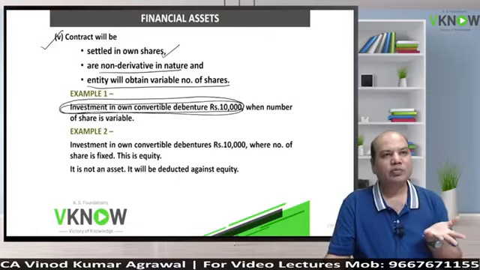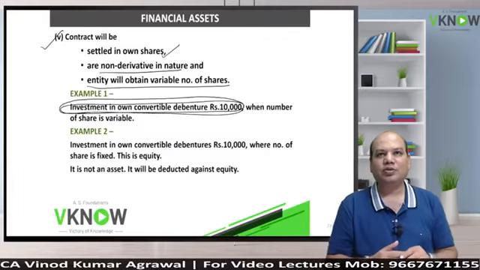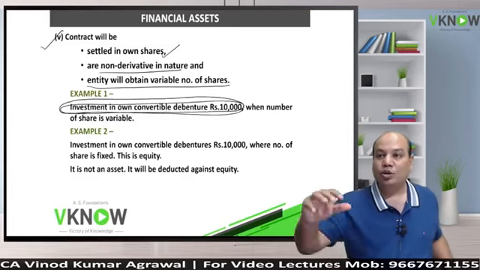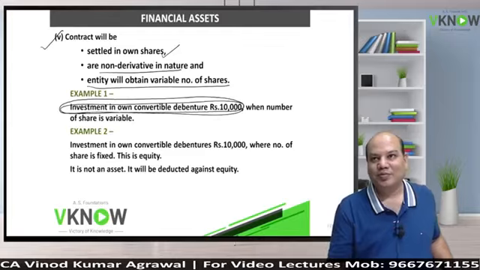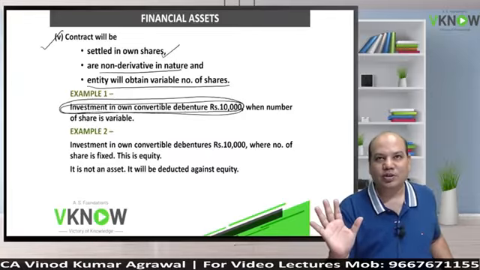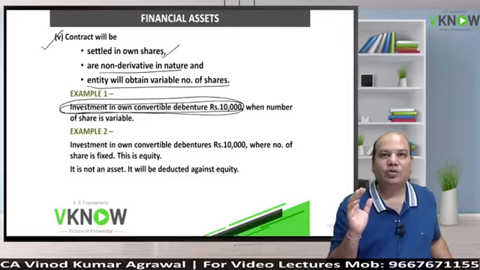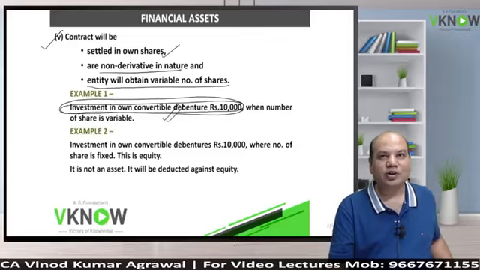Possible? Yes. The person who has invested may bargain with you: why will I get a fixed number of shares? I should get a number of shares based on the market price at that time. What you did, you bought that convertible debenture back from the market and now you are holding it. So therefore these are investments in own debentures, convertible into a variable number of own shares. So this meets the definition of financial asset. This will be treated as a financial asset because it will be converted into a variable number of own shares.